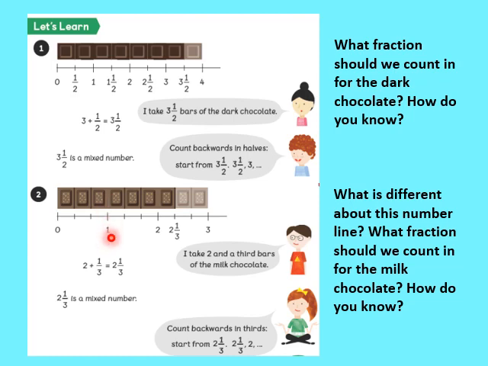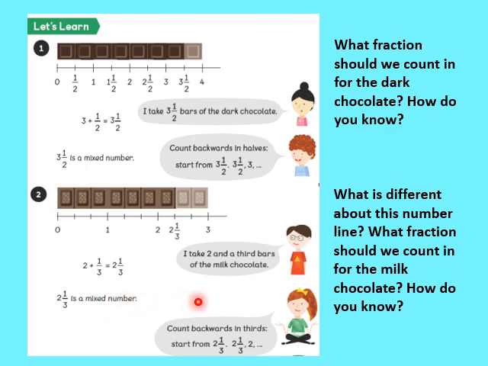And here is 1 whole bar, 2 whole bars, and then he has taken 1/3 out of the next bar. And we can see that represented as a mixed number, our 2 whole bars of chocolate and 1 out of 3 equal parts of the next bar of chocolate.